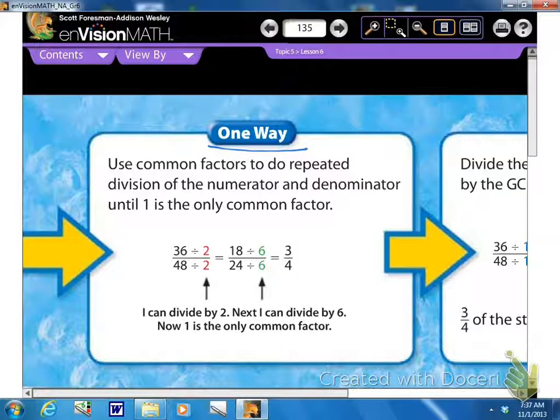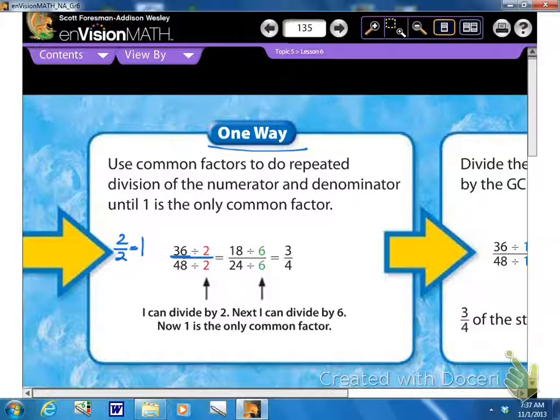Okay, so here's one way on page 135. We can take 36 over 48, and we know that both are even numbers, right? We have a 6 in the ones place and an 8 in the ones place. So we know that both of these numbers can be divided by 2, 2 over 2. Now remember, any number over itself equals 1. So we're not changing the value of 36 over 48.